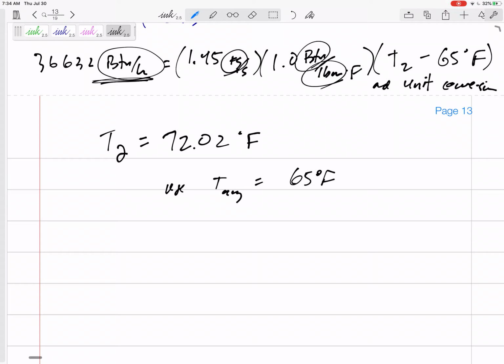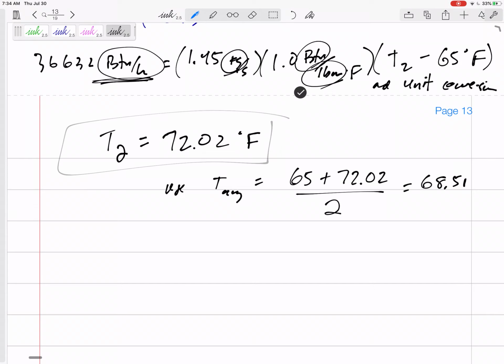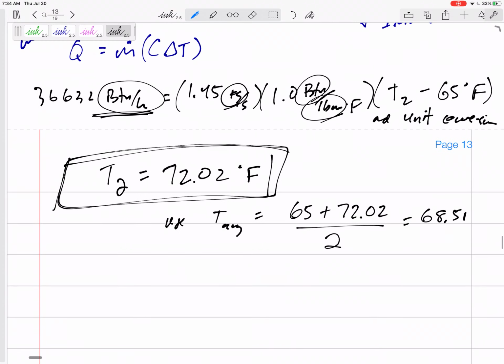of the water, 65 and 72.02 divided by 2. Let's see, what is that? 65 plus 72.02. 68.51. Okay, sorry. That is the answer to part B. Now I'm trying to find the answer to part C. And so in order to do that, I want the TH. So that is the TH right there.